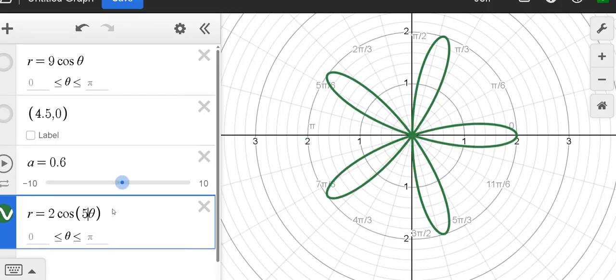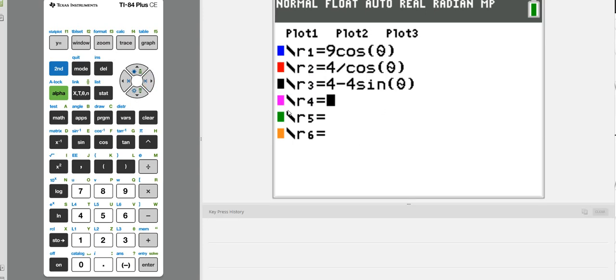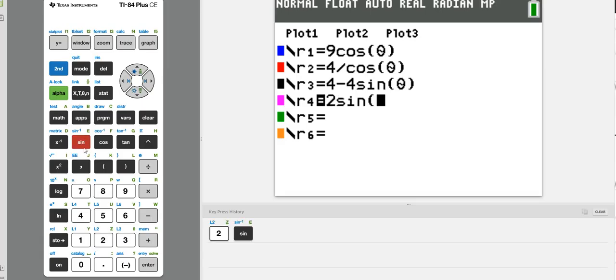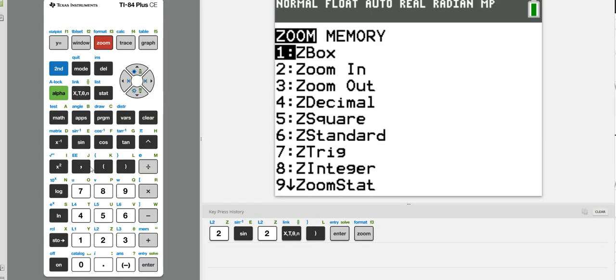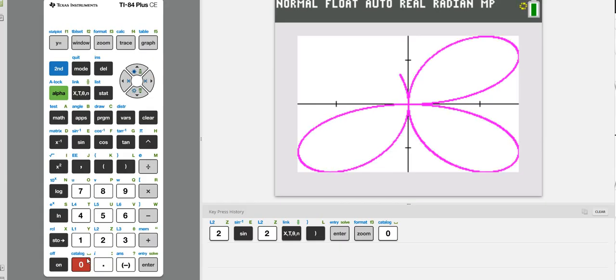To understand why this happens, it's very helpful to have a graphing calculator. So let me put in those equations. Let me put in, say, for instance, 2 sine of 2 theta. And then I'll hit zoom 0 and let my calculator figure out where I want to graph this thing. I should see something that has 4 petals. And you see it nicely traced out. Great, it's got 4 petals.